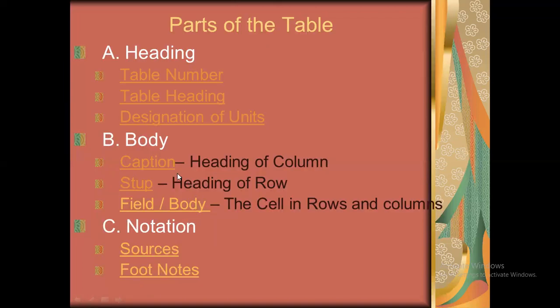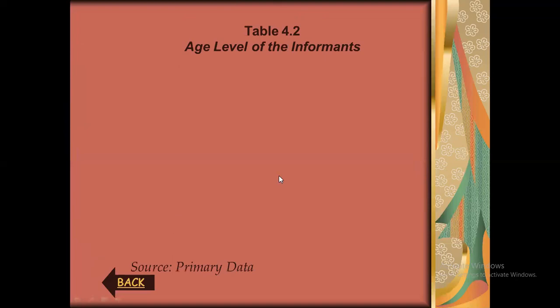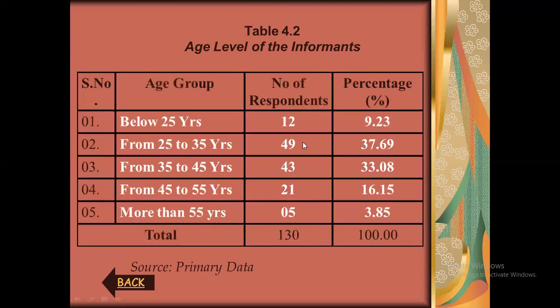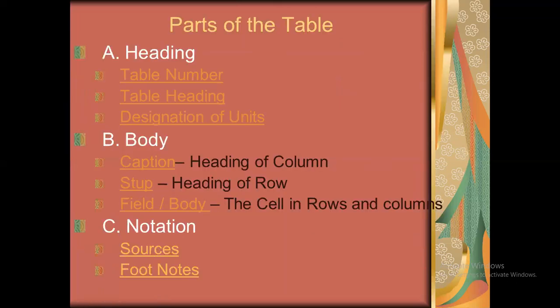And the third part is called the field or body. It is the main part of the data. It contains the main information. The field contains 12, 49, 43, 21, and 5. These are the most important elements of the table. It contains the collected data. And the last part is called notation.